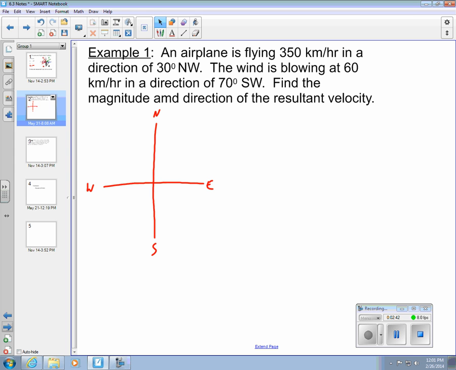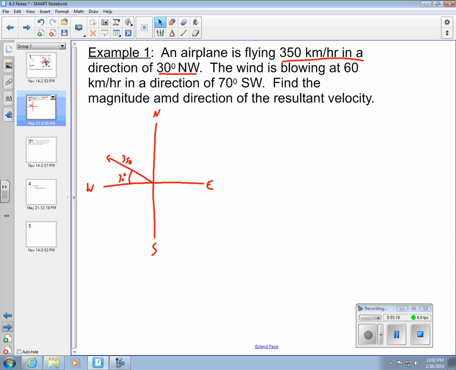It says an airplane is flying 350 kilometers an hour in a direction of 30 degrees northwest. So let's do that northwest here and 30 degrees. So this is 350 kilometers per hour, and this ends up being my 30 degrees northwest. This time we're looking at the rate that they're flying, so that's the magnitude there. And our direction, of course, is our 30 degrees.